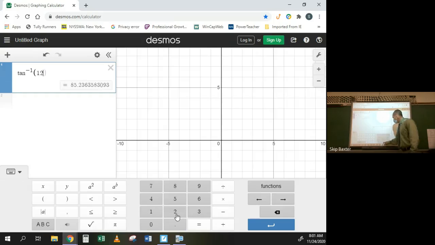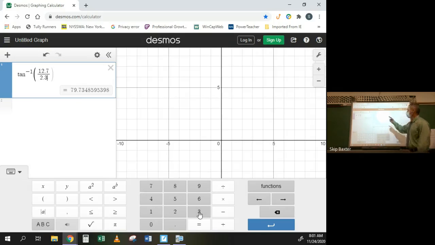All right, so 12.7 divided by 2.3. So the answer would be 79.7 degrees.